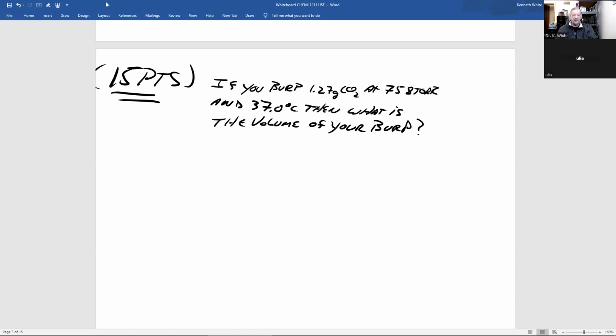Well, how do you proceed? Well, what are we trying to find? A volume. If you notice two things here, nothing changes. The amount, the pressure, temperature, everything stays the same. And hint, 15 points. I'll explain that in a little while. So we're trying to find the volume of the burp. What are we given?